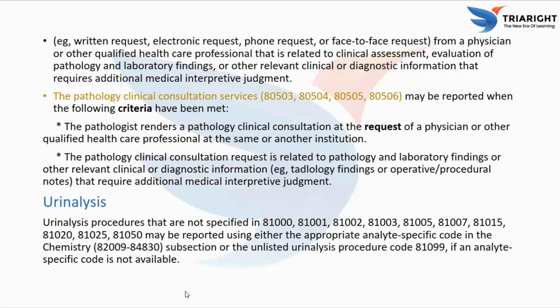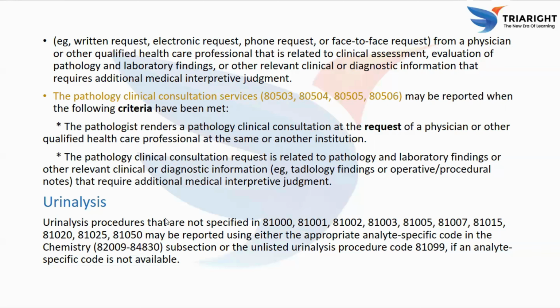So next is urinalysis. What is urinalysis? We have many codes which are classified under urinalysis. What are those? 81000 to 81050. All these codes come under urinalysis procedures. So UA with microscopy, UA automated plus microscopy, and they also include many urine qualitative tests, microscopic exam only, and urine pregnancy test.